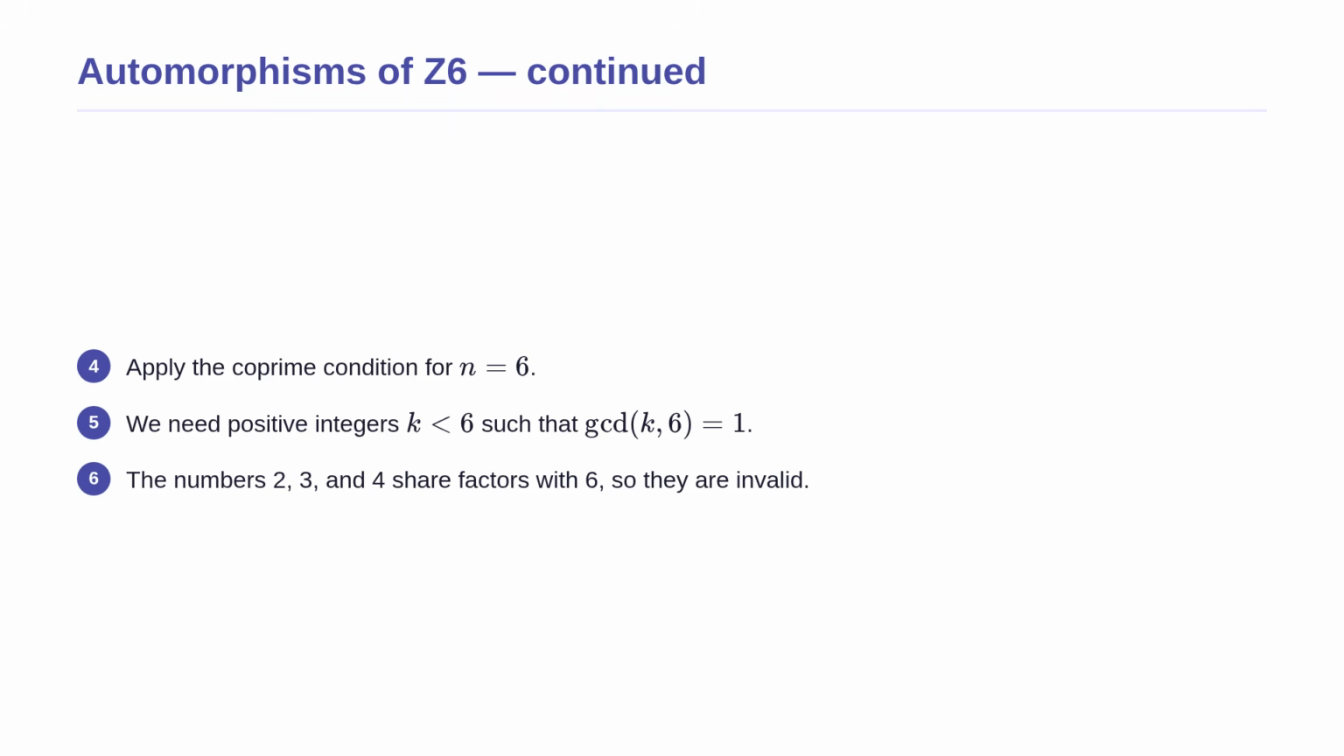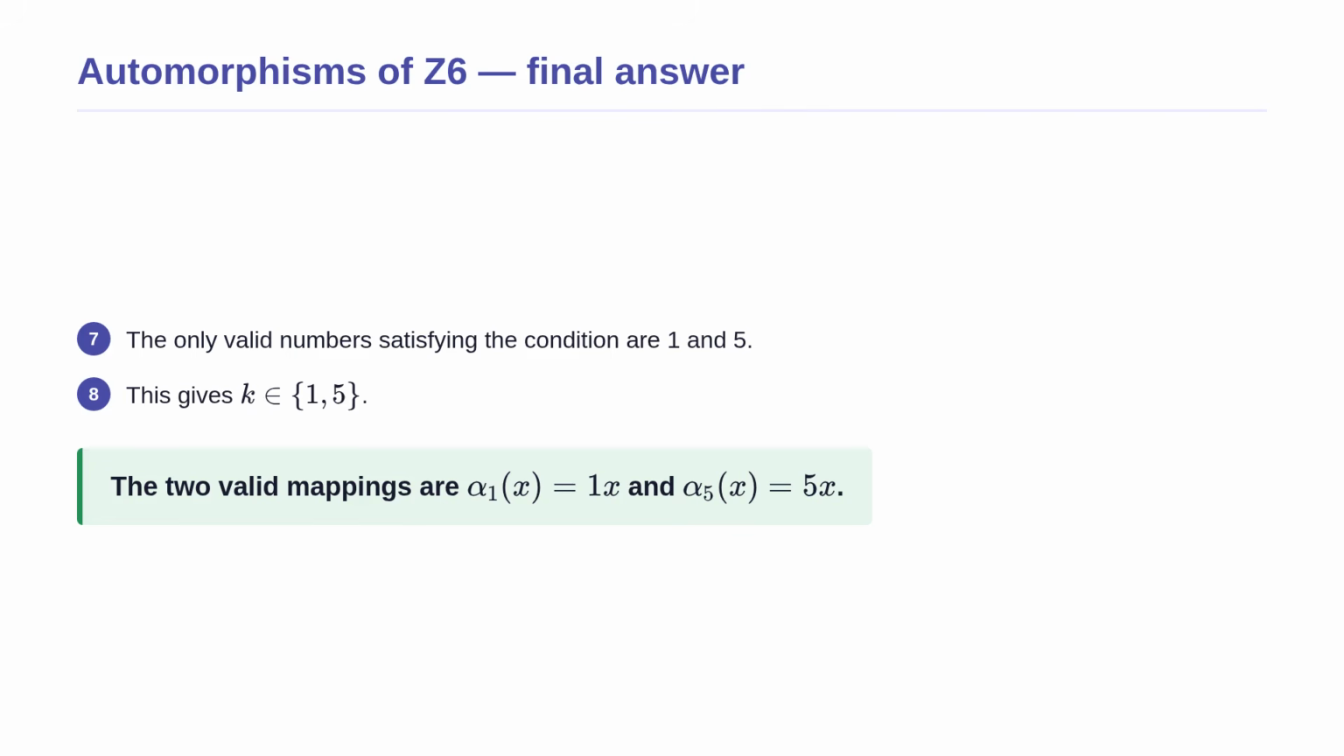The numbers 2, 3, and 4 all share factors with 6, so they fail the test. This leaves us with our valid step sizes. The only numbers that satisfy this strict condition are 1 and 5. Therefore, there are exactly two valid ways to rewire this group without breaking its structure.